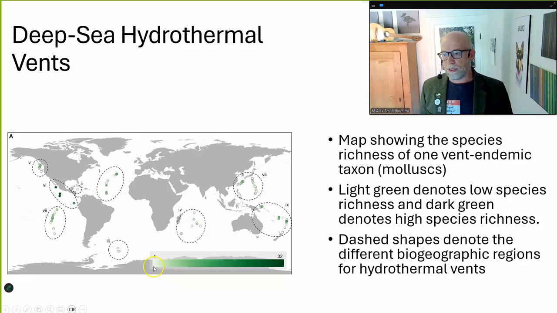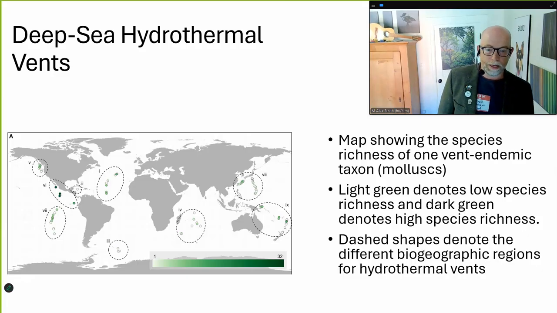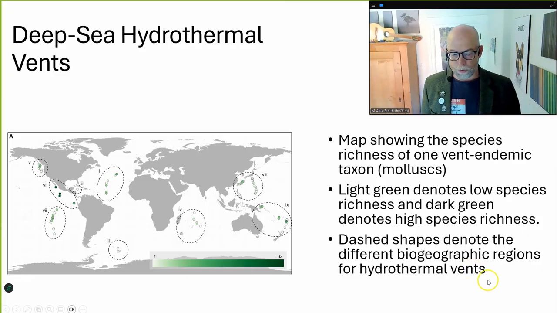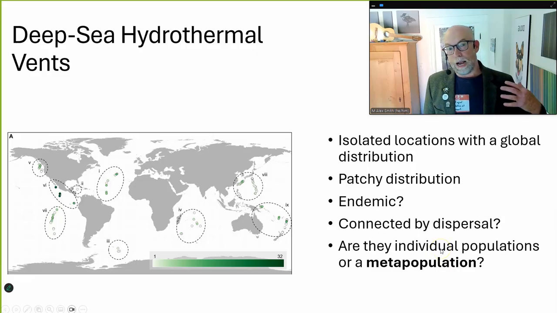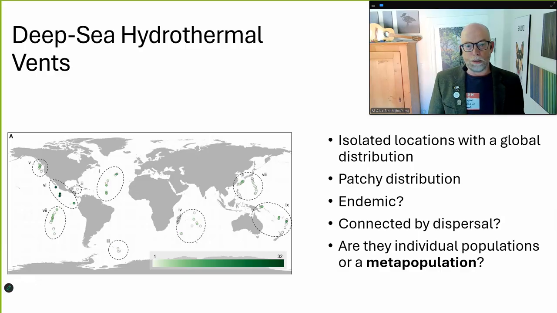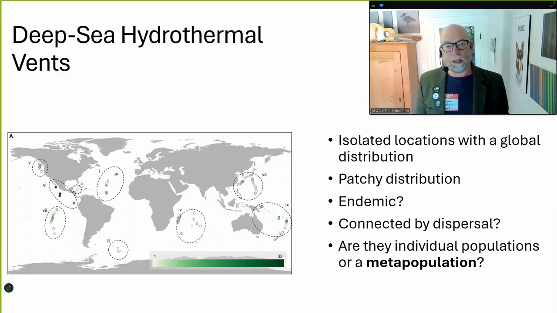This is an estimate of species richness for a particular lineage of mollusks. So we've got one estimate of this group, and you can see in these different areas, these vent communities around the world, that the diversity ranges. Light color is low species richness and dark is high. And then we've got different biogeographic regions all over the world. So there are isolated populations with a global distribution. So it's patchy, highly endemic. How connected are they by dispersal? This is a question.